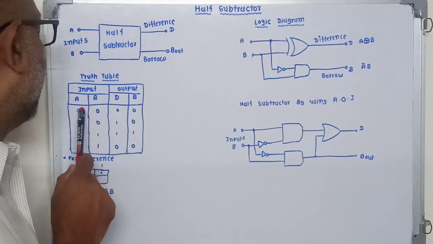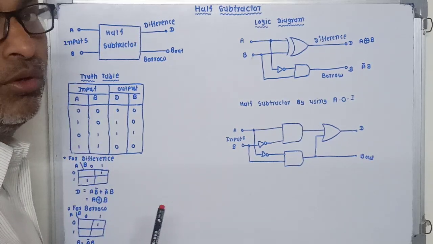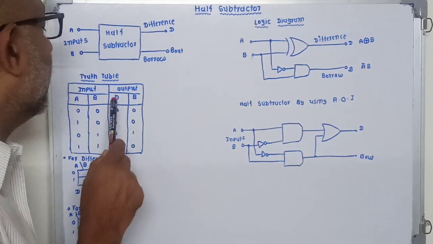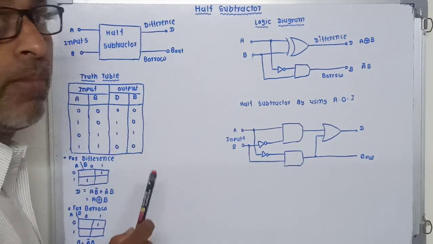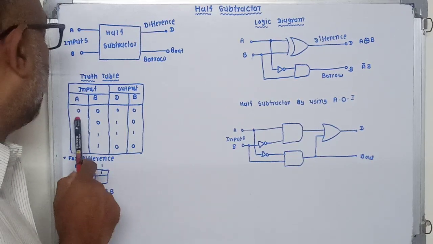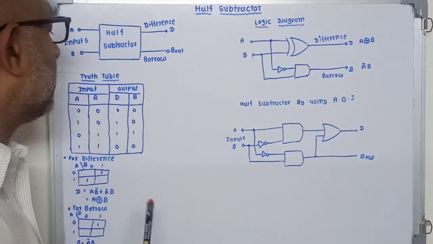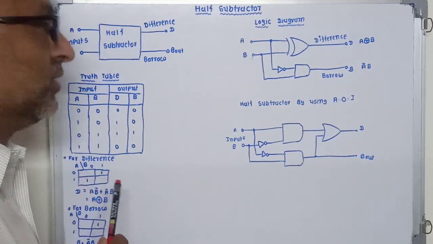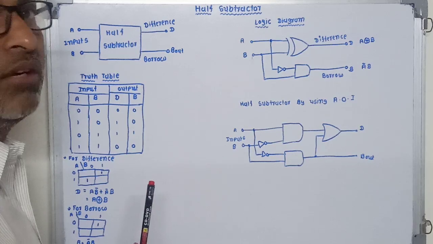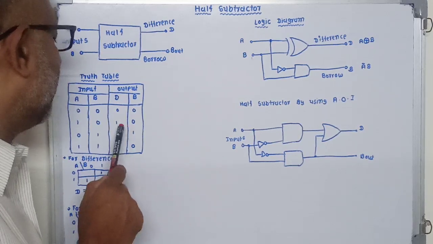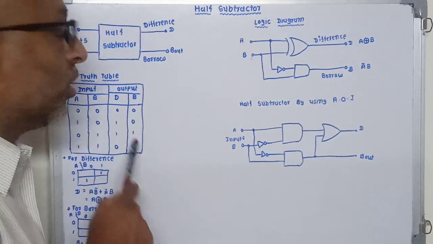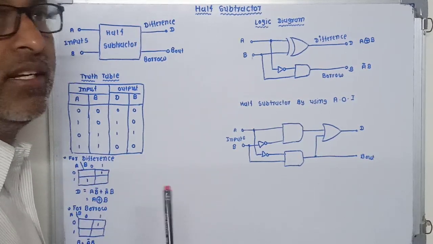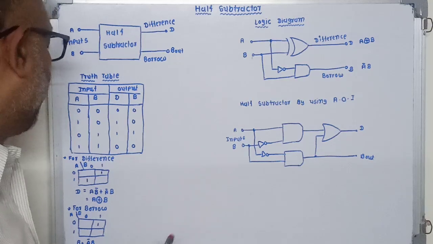Now when A and B both are 0, that time we will get difference 0 as well as borrow 0. Now when we subtract 1 minus 0, the difference is 1 and borrow is 0. Now when 1 is subtracted from 0, that time we will get difference 1 and borrow also 1. When we subtract 1 minus 1, we will get 0 difference and 0 borrow.